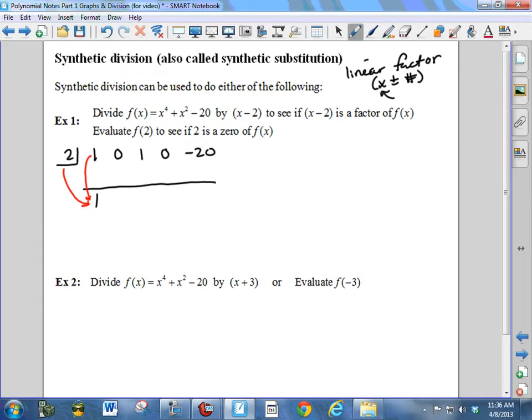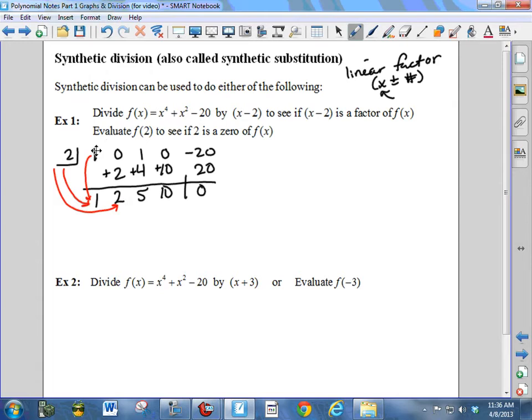So 2 times 1 is 2, and then I write it above here, and then I add. 0 plus 2 is 2. Then I multiply again. 2 times 2 is 4, and I write that here, and then I add 5. Then 2 times 5 is 10, add, that's 10. 2 times 10 is 20, add, and I get 0. That's my remainder. I draw a little bar there to indicate that that's a remainder.